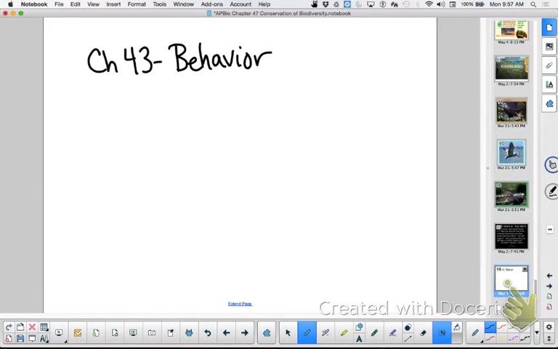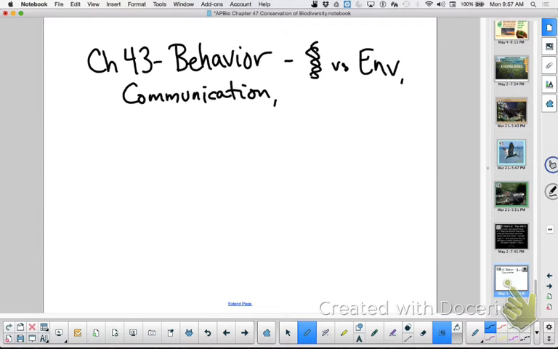We talked about associative learning. We talked about migratory behavior and cognitive learning. So this one was, is it in your DNA or in your environment, right? Then we talked about communication and the different forms of communication. Tell your partner, what are the different forms of communication that we discussed?